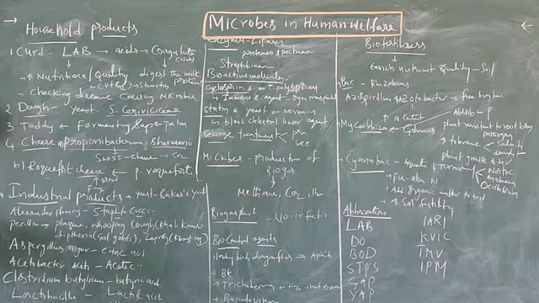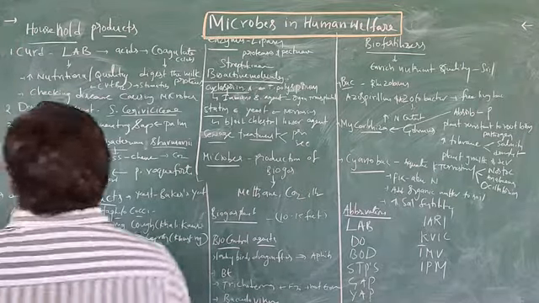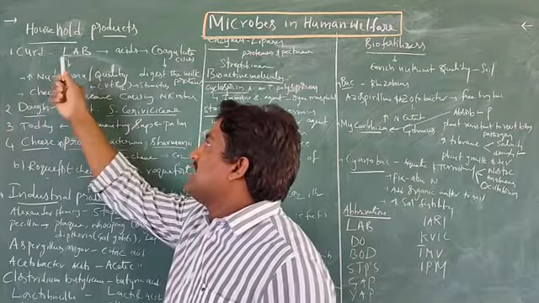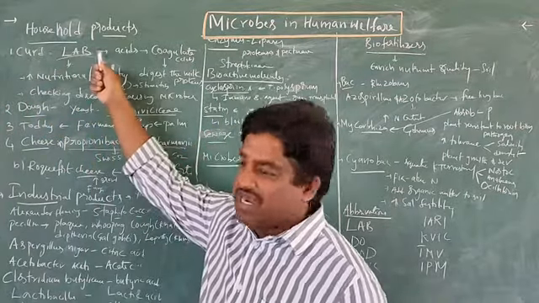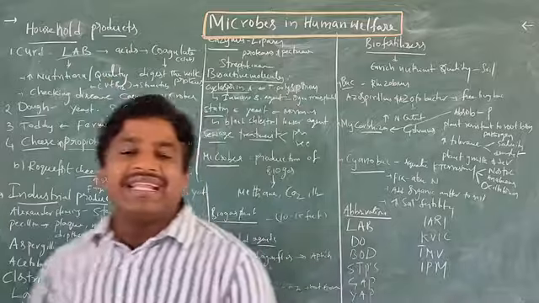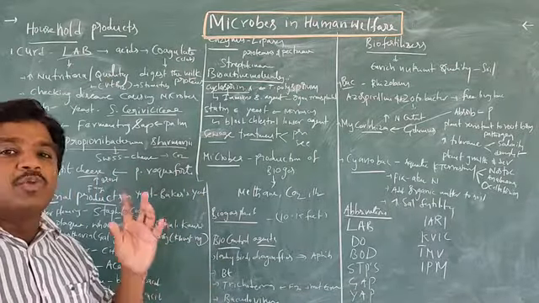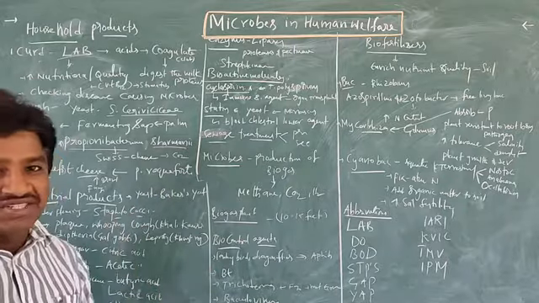These are the different kinds of household products. So curd, how is it made? For curd preparation, the participating bacteria is lactic acid bacteria. This lactic acid bacteria releases acids, coagulates, and partially digests the milk proteins.